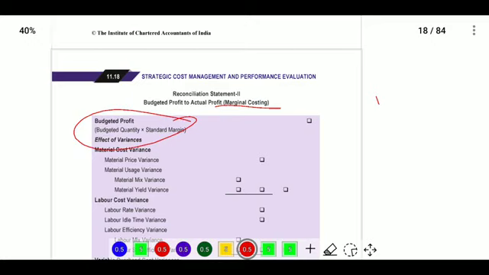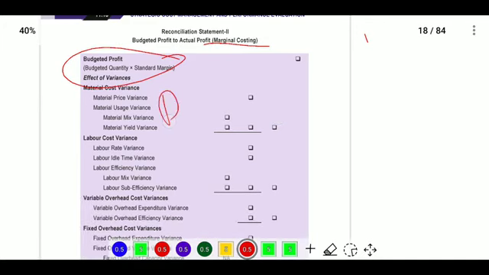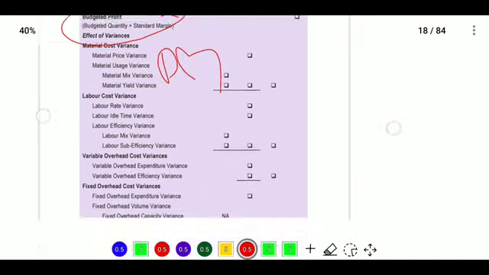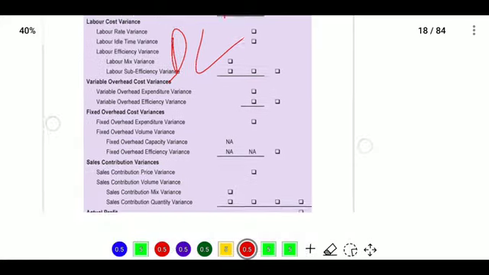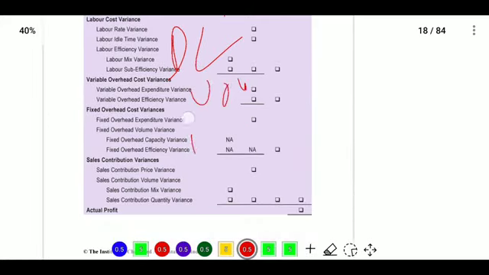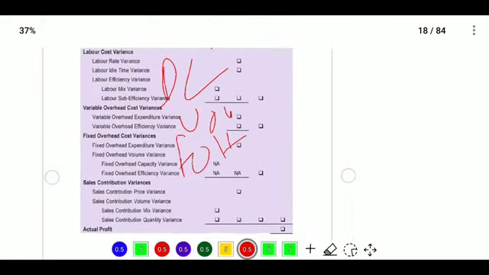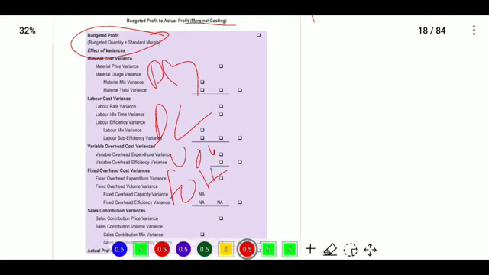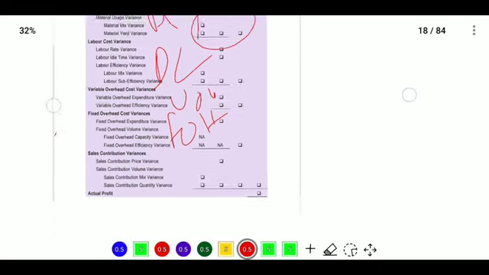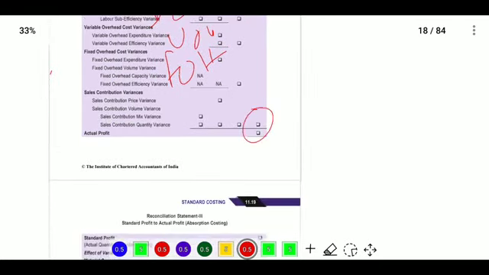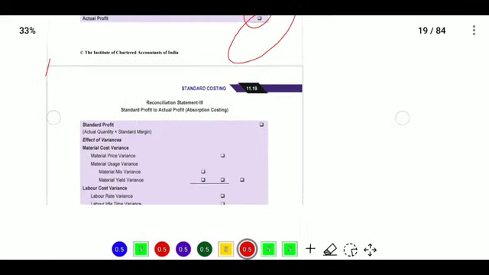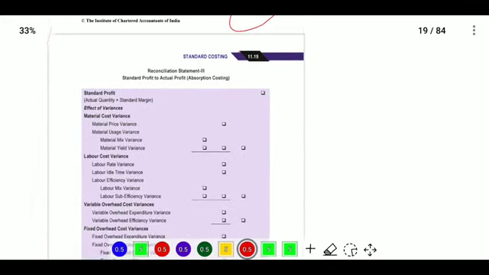Let me see. Next, variance: direct material, is there any variances, and direct labor, is there any variances, and variable overheads and fixed overheads. What is the standard? What is the budget we have prepared? What is the actual we have got? We will see the variances. Variance means difference. We will see the difference, and we will get the standard profit and we will see the actual profit.